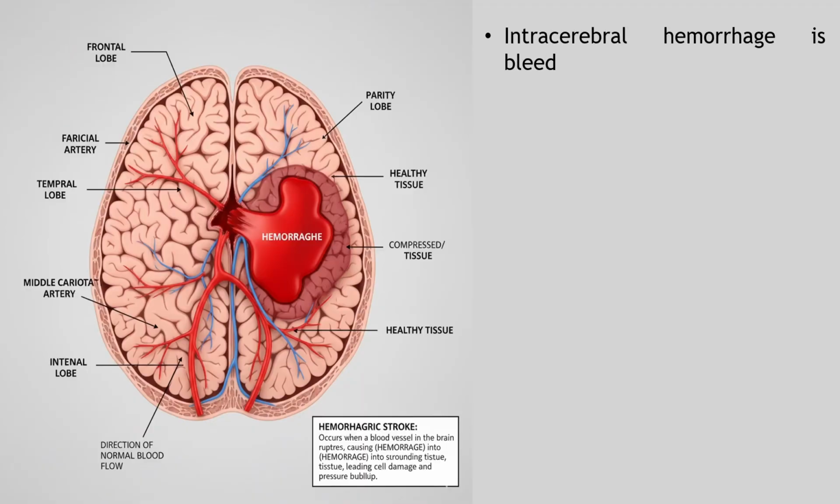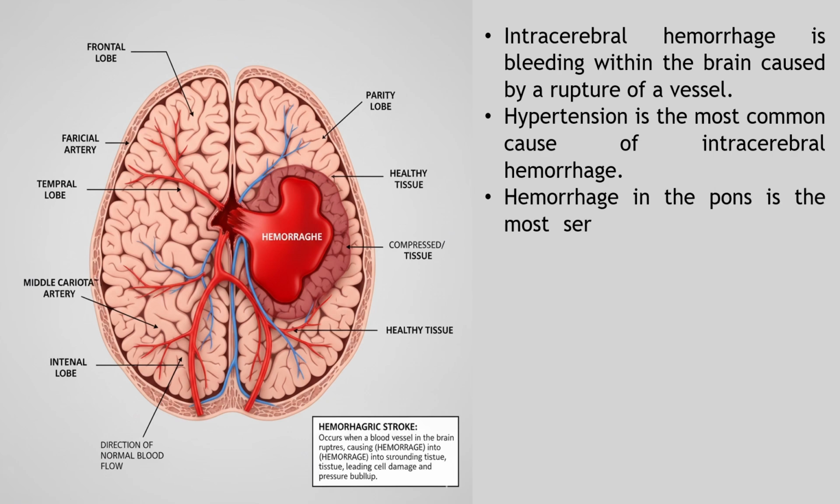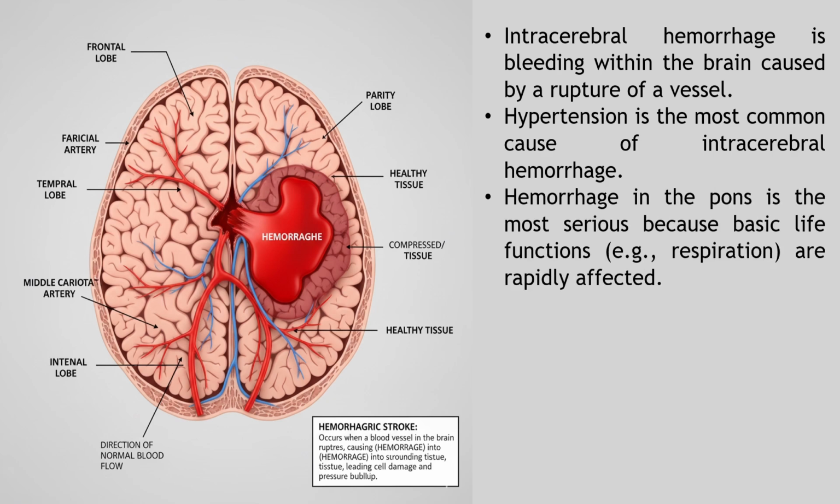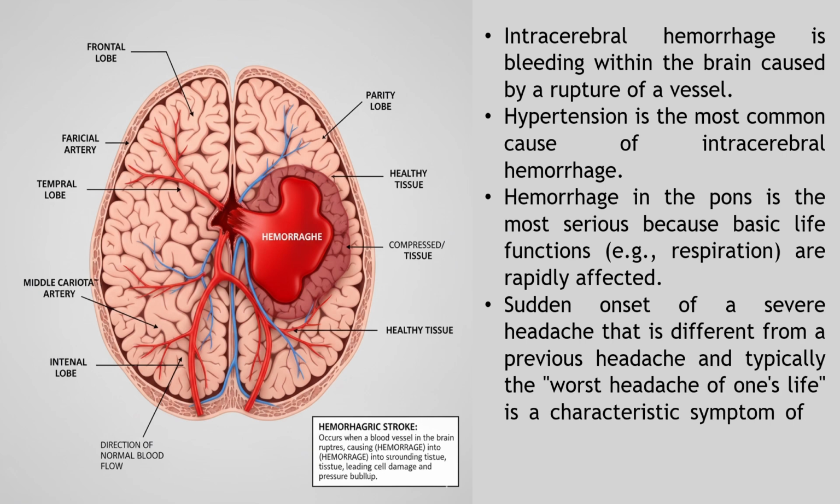Hemorrhagic stroke. Intracerebral hemorrhage is bleeding within the brain caused by a rupture of a vessel. Hypertension is the most common cause of intracerebral hemorrhage. Hemorrhage in the pons is the most serious because basic life function, respiration are rapidly affected. Sudden onset of a severe headache that is different from a previous headache and typically the worst headache of one's life is a characteristic symptom of a ruptured aneurysm.